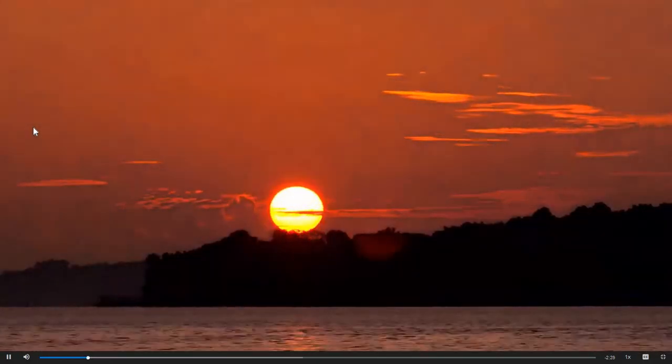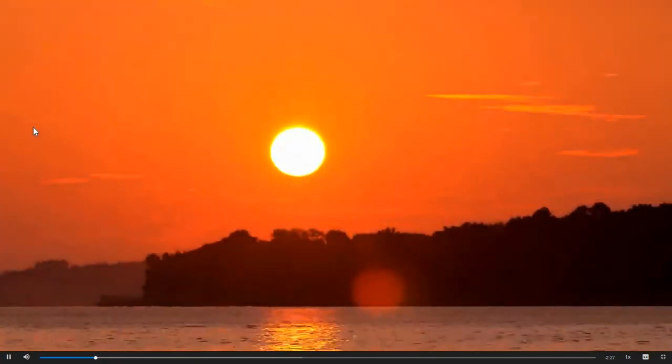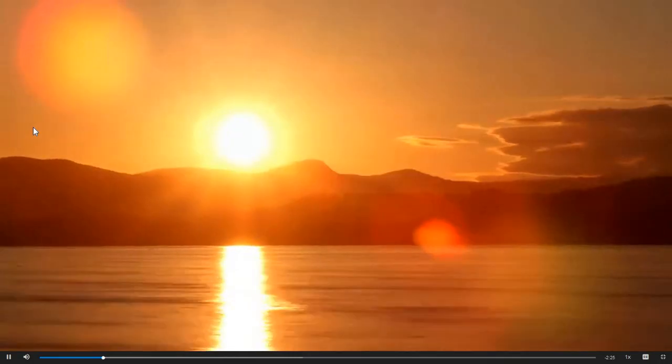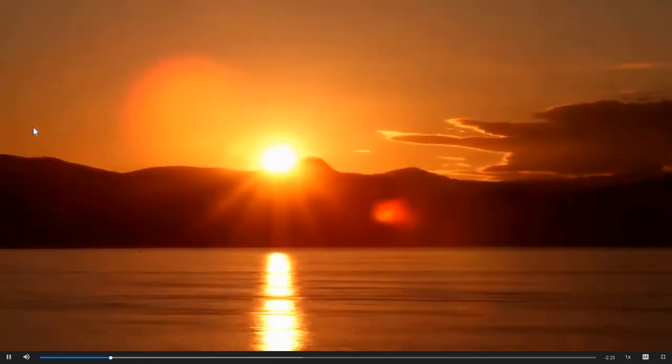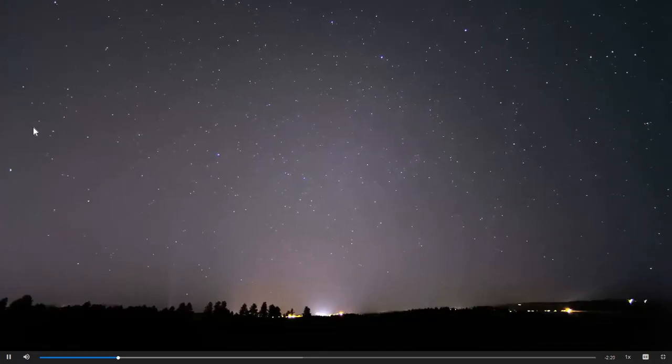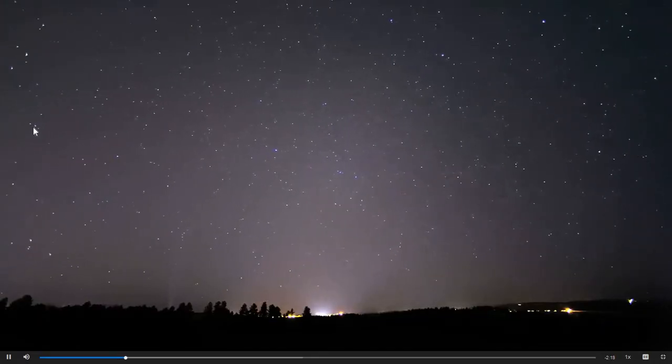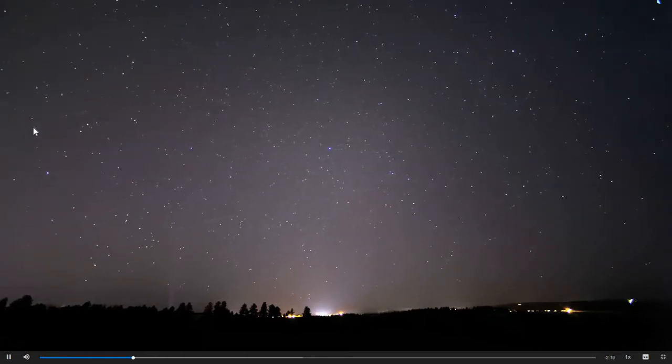Daytime is the period of time between sunrise, when the sun moves up in the sky, and sunset, when the sun moves down in the sky. Nighttime is the period of time between when the sun sets in the evening and rises in the morning.